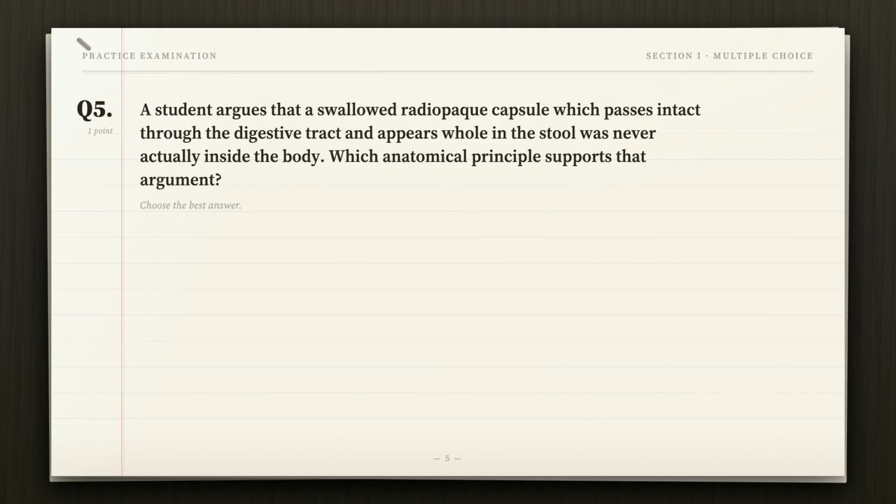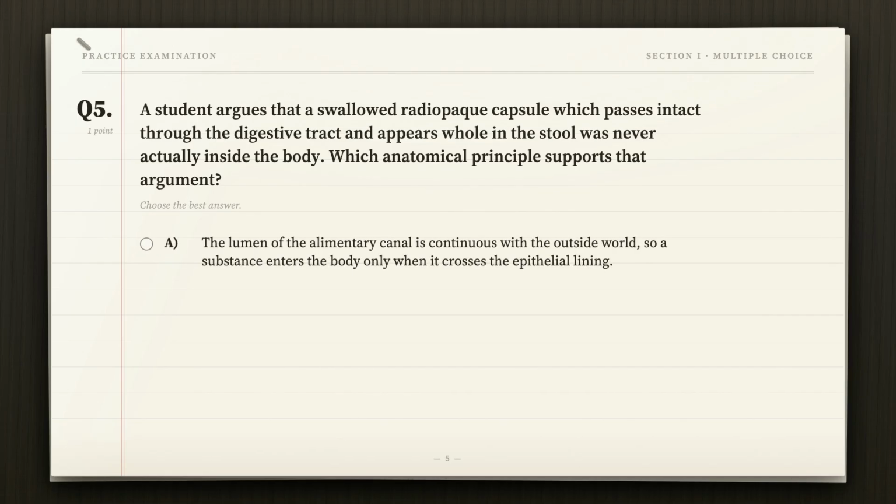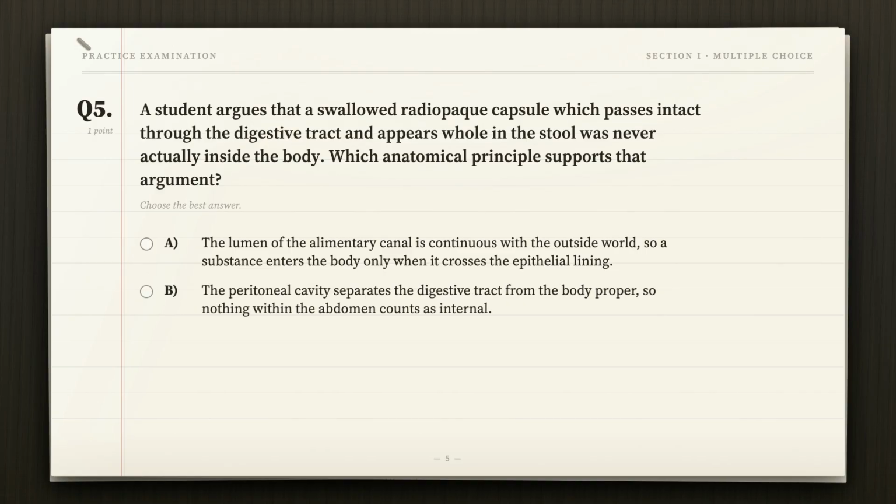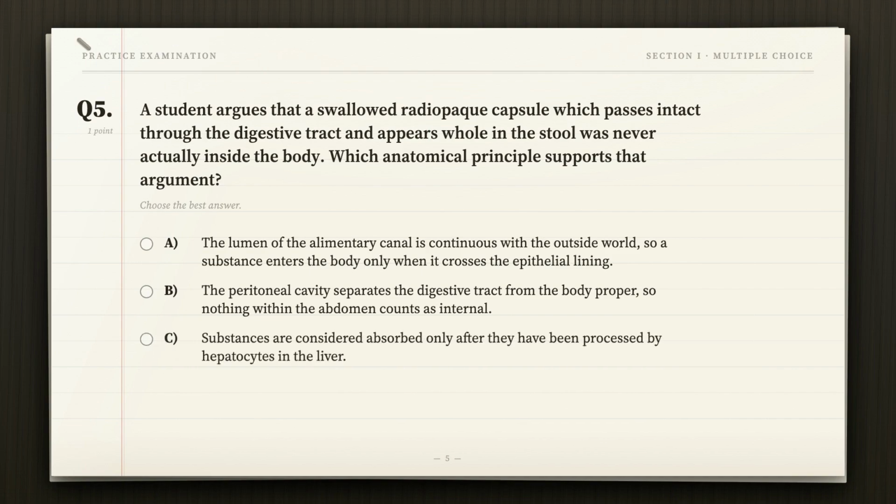Your options are: A. The lumen of the alimentary canal is continuous with the outside world, so a substance enters the body only when it crosses the epithelial lining. B. The peritoneal cavity separates the digestive tract from the body proper, so nothing within the abdomen counts as internal. C. Substances are considered absorbed only after they have been processed by hepatocytes in the liver. D. The mucosa is impermeable to every substance until digestive enzymes have acted on it.